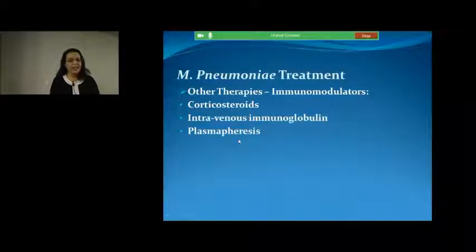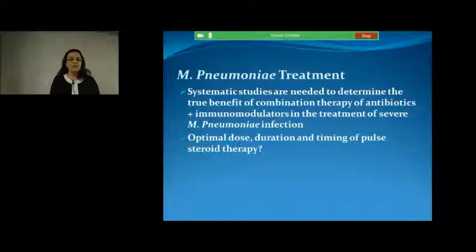I think this is the last. We still need systematic studies to determine the benefit of combining an antibiotic with immunomodulators. We do this in practice for the severe cases, but we still need to know more about how to use those immunomodulators with the antibiotics to treat severe cases of Mycoplasma. The optimal dose, duration, and timing of post-steroid therapy, for example, are still to be determined. So I think this is the last slide, and then come the questions.